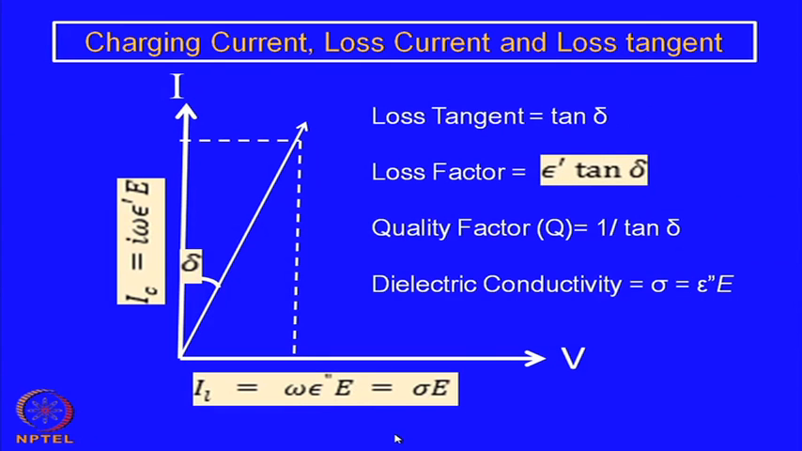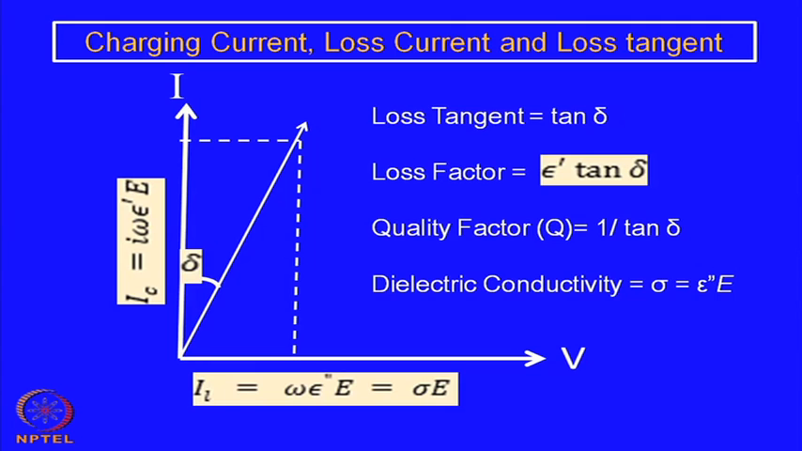Now, there are a few parameters which characterize the dielectric materials or the capacitors. These are the four different parameters which characterize the performance or the quality of the dielectric material or the capacitor made out of the dielectric material. First of all is the loss tangent.